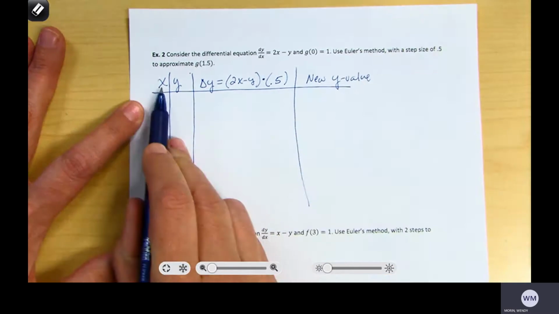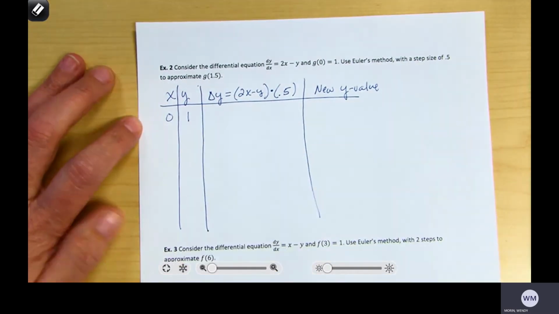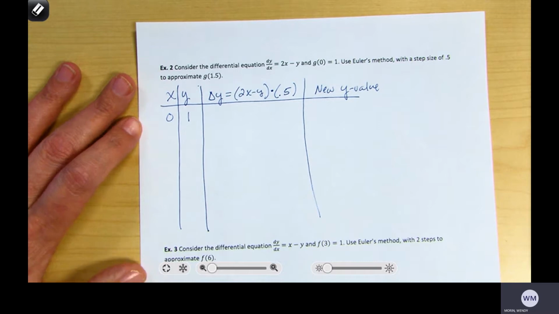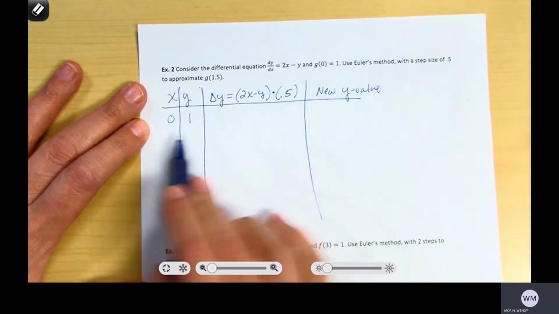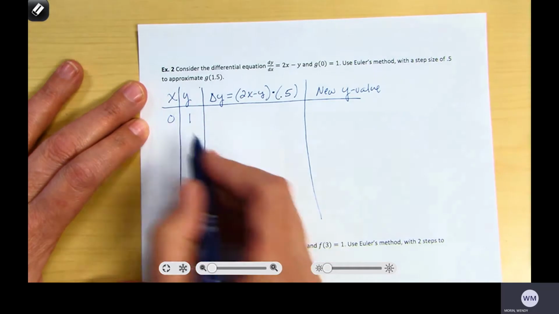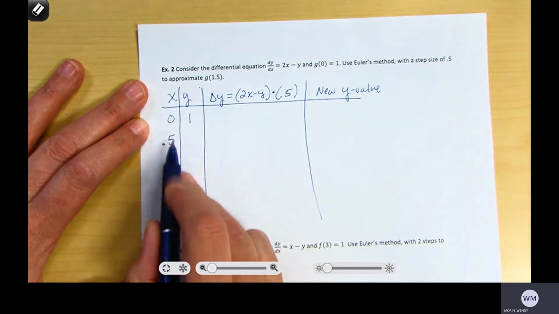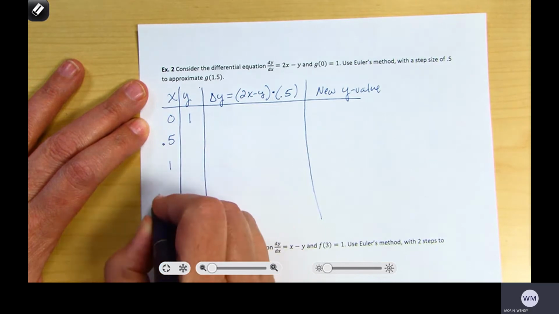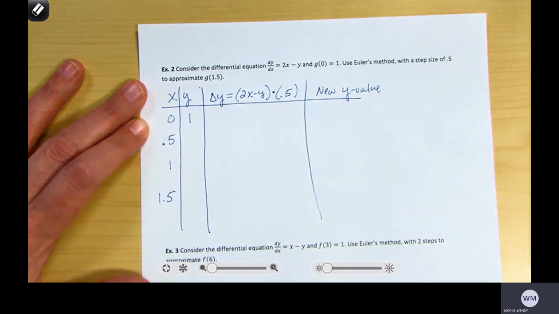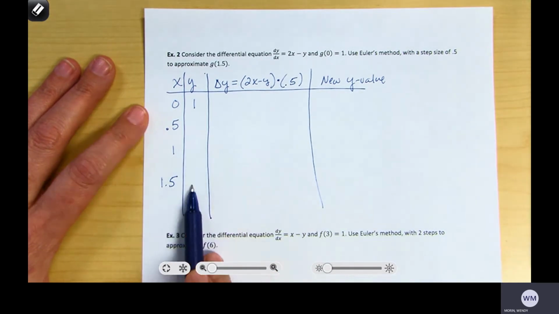All right, so the given condition is 0, 1. Okay? We're going to 1.5, so with a half step. So if you want, you can fill in all of the x values right now. We're going to go up by a half. So our next step is going to be 0.5, then it's going to be 1, and then it's going to be 1.5. So those are the x values that we have, and we're going to calculate the y values using Euler's method.